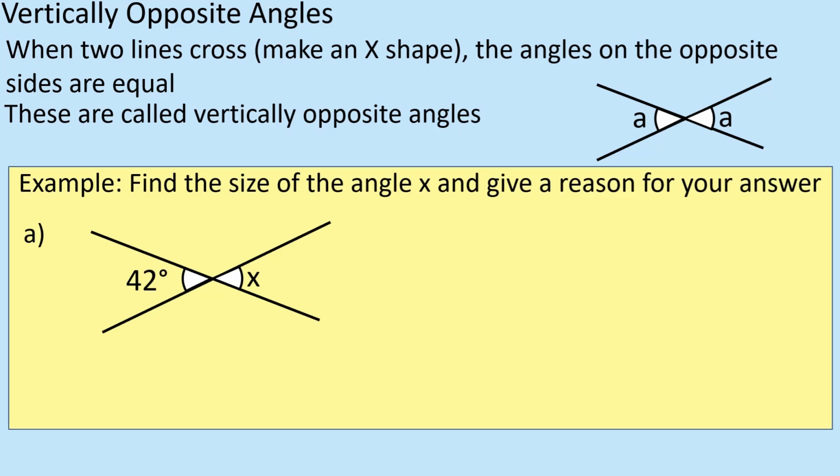Okay, so find the size of angle X and give a reason for your answer. That's probably the only reason why I'm spending time on this lesson, that knowing what the reasons are behind it is quite important. If you're given a situation and you have to figure out what X is, then that one equals that one, because they're vertically opposite to each other.